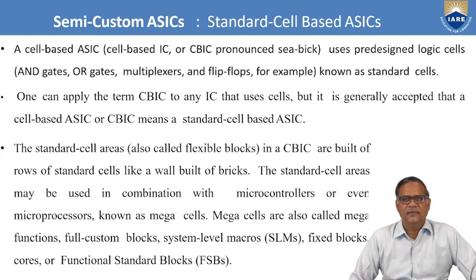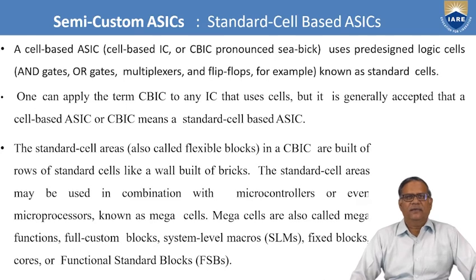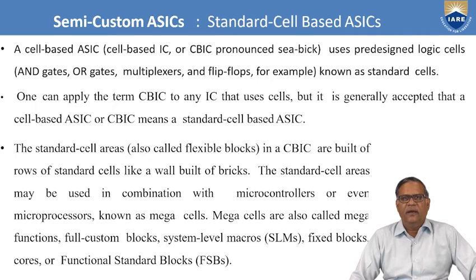This is also called a CBIC or a cell based ASIC. It uses pre-designed logic cells like AND gates, OR gates, multiplexers, flip-flops, encoders, decoders. These are the standard cells. One can apply the term CBIC to any ASIC that uses these cells, but it is generally accepted that a cell-based ASIC or CBIC means a standard cell-based ASIC.